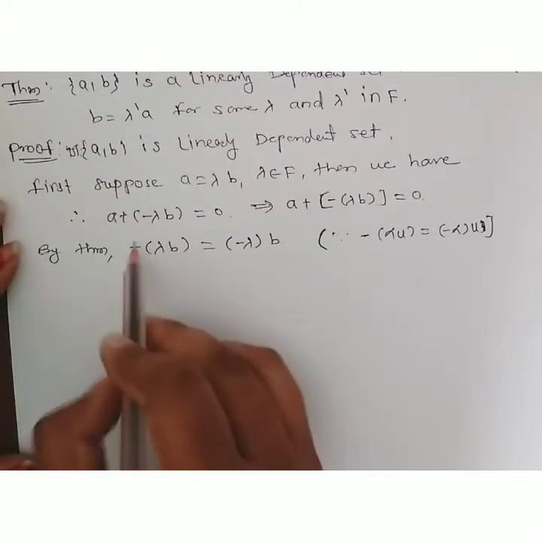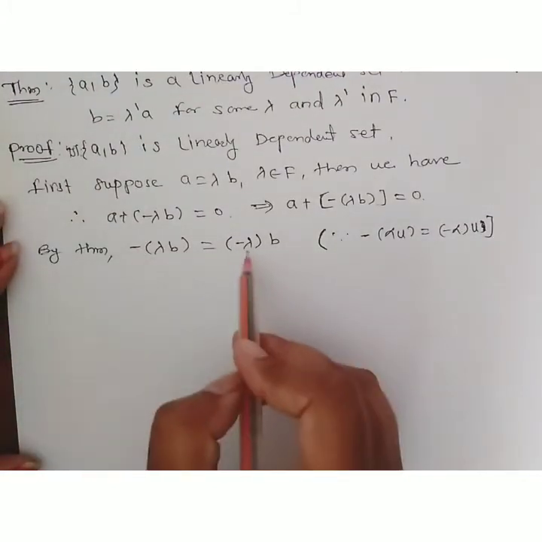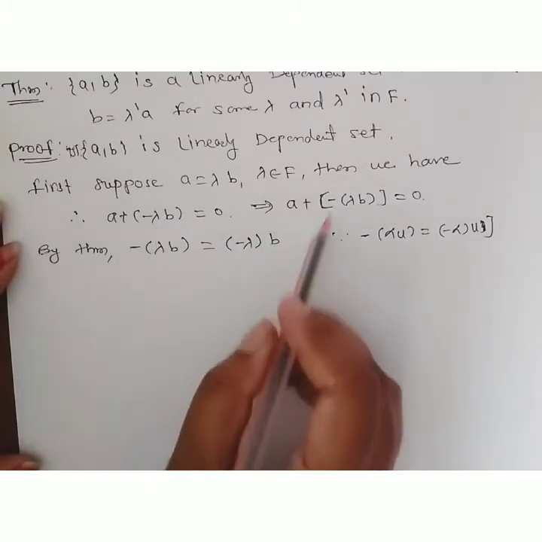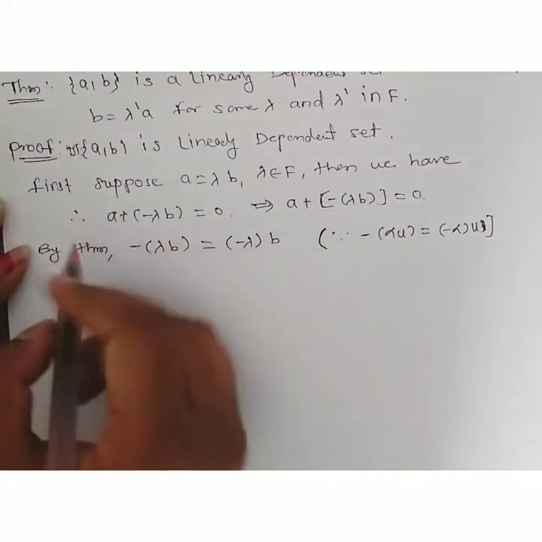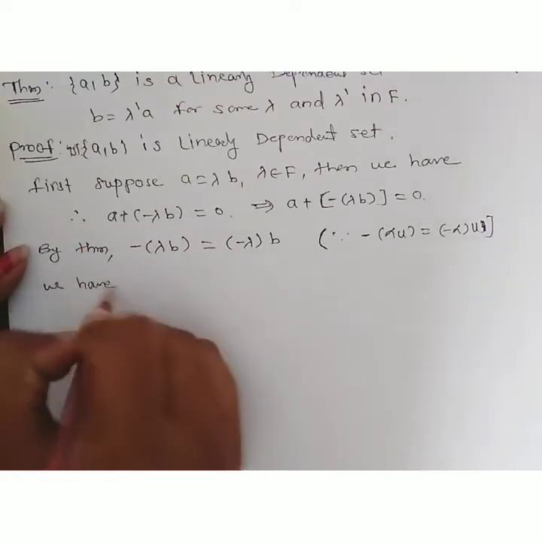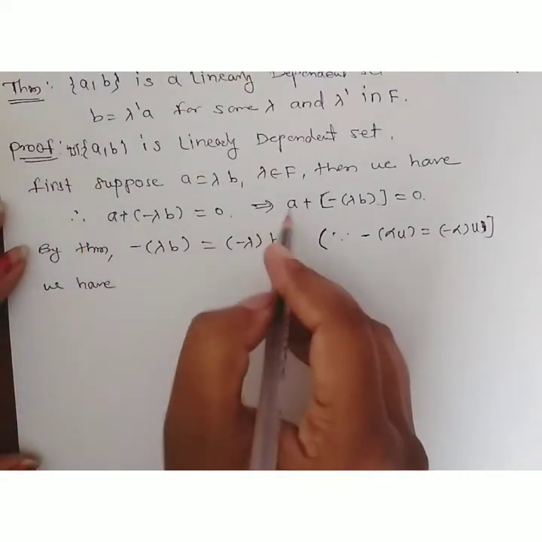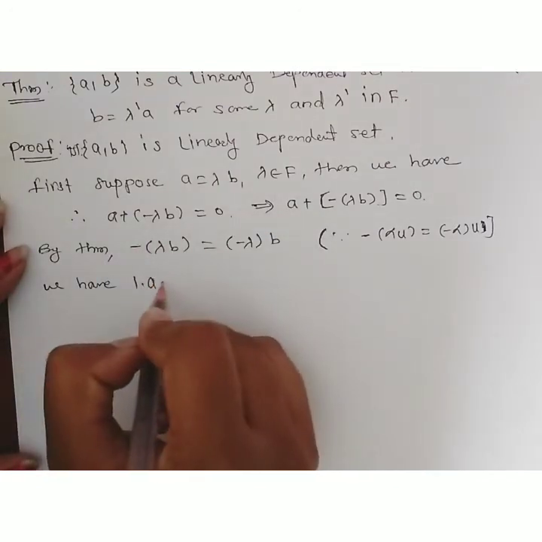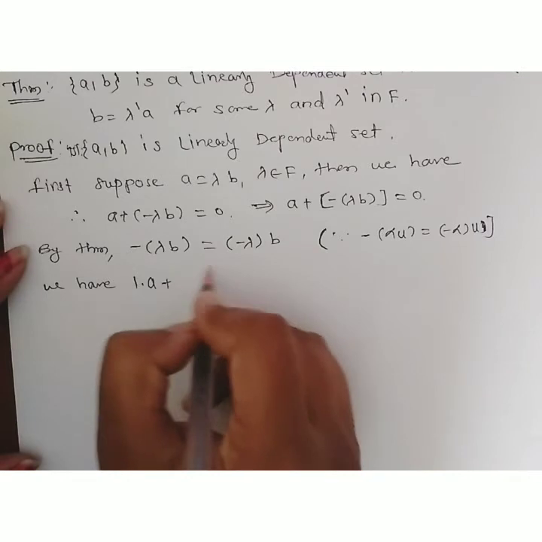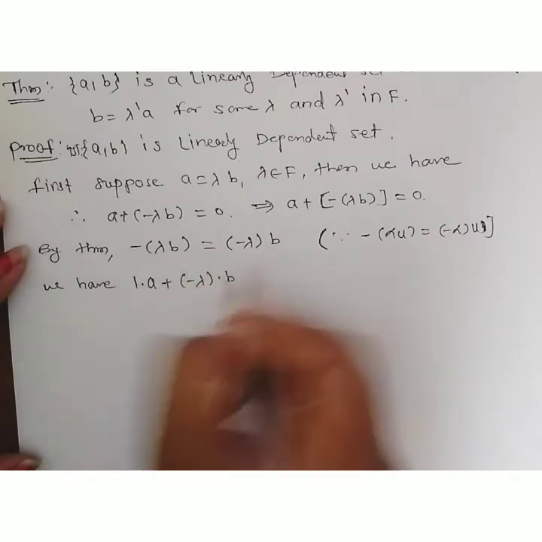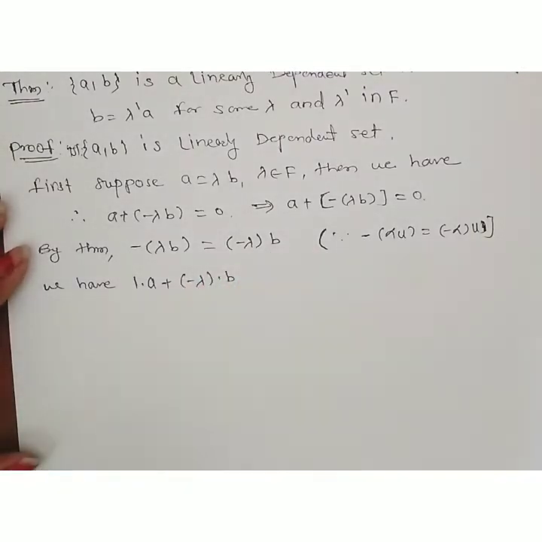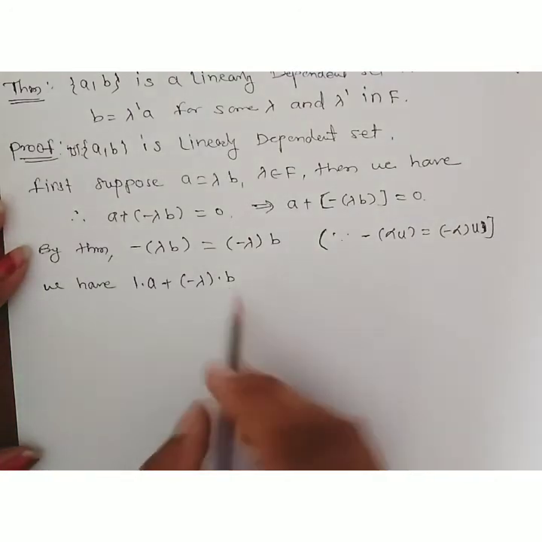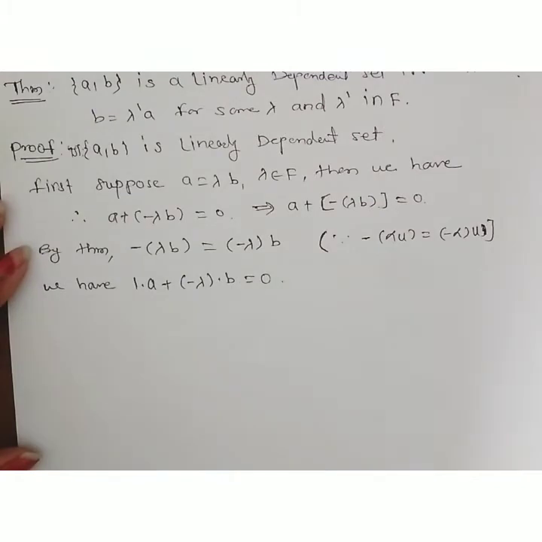Therefore, by using this property, we have minus of lambda b is equal to minus lambda into b. Then put that value in that equation. This implies that a can be written as 1 into a, since 1 is multiplied to a, plus minus lambda into b, by using this fact. This is 1 into a plus minus lambda into b, which is equal to 0.